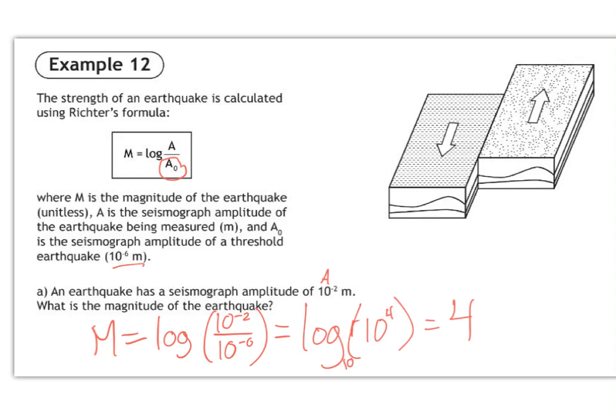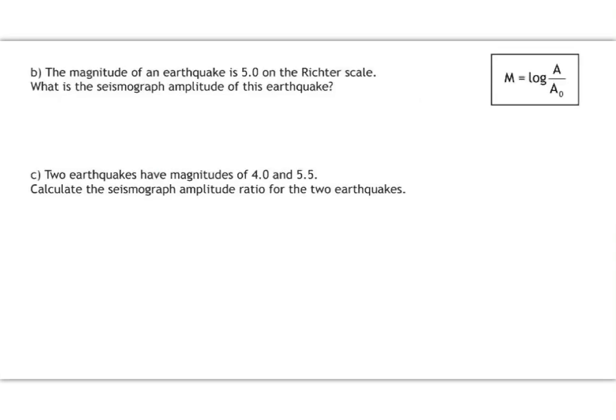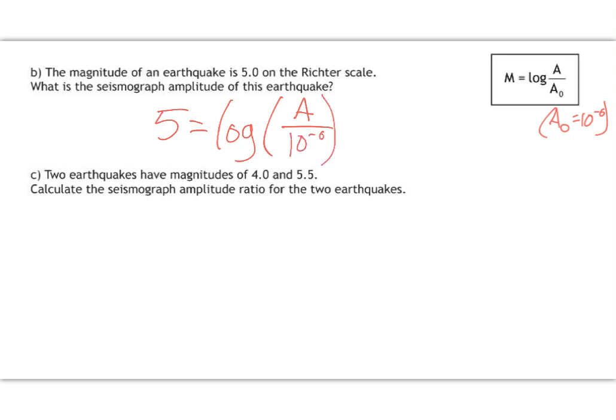And was the first one that we did. Nope, we did 10 to the negative 2. All right, so now we've got a magnitude of 5. So I'm going to write 5 is equal to, and that's log. We said that A sub-zero was equal to 10 to the negative 6. So I don't know what A is in this case. That's what we're trying to figure out. 10 to the negative 6. And let's solve this. Okay, this is log base 10.